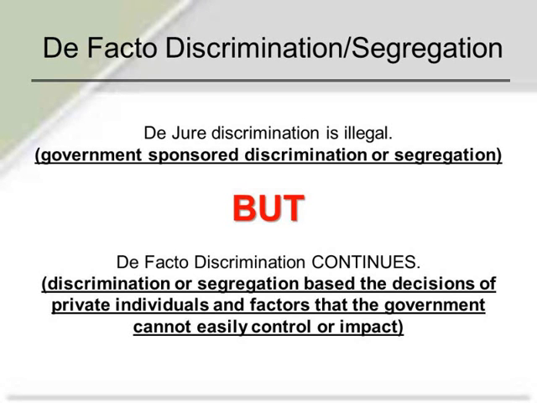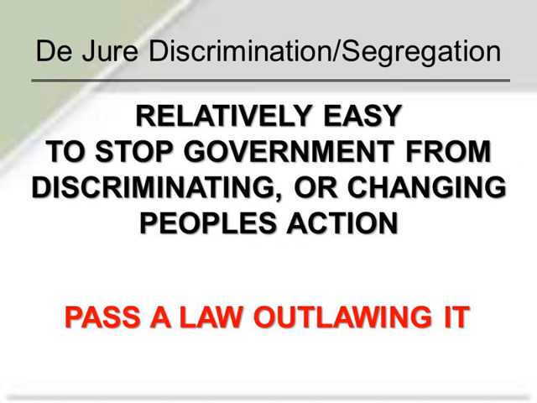De facto discrimination is a situation where discrimination or segregation happens based on the decisions of private individuals or factors that the government cannot easily control or impact. When we look at de jure segregation in the schools, it was very obvious why there were segregated schools in the 20s, 30s, and 40s. That was because there was a law passed that said there will be segregated schools. African Americans and whites can't go to school together. And it's relatively easy to overcome that de jure discrimination. You simply pass a new law saying segregated schools are illegal.